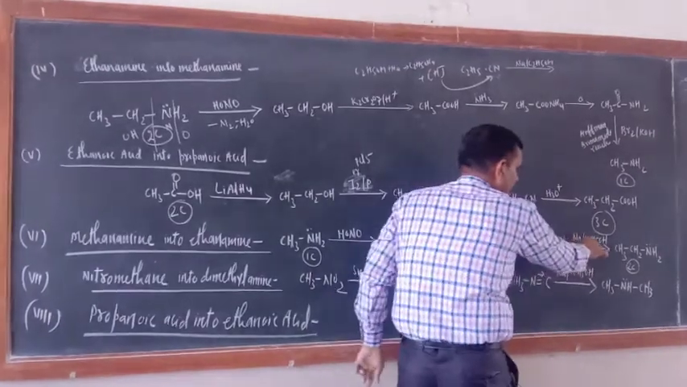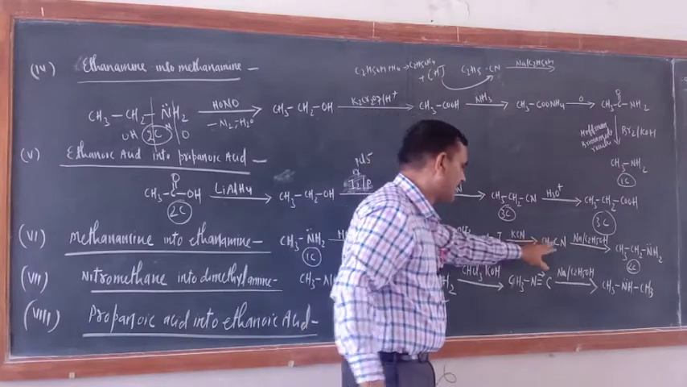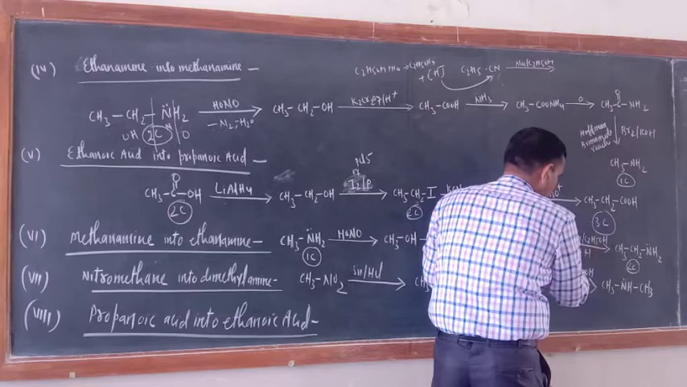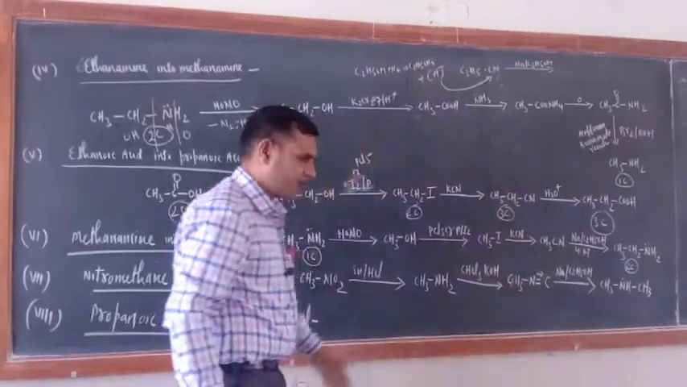When Na/C2H5OH is there, it is understood that nascent hydrogen will come. Now how many nascent hydrogen? 4H, 2H here, 2H here, so CH3, CH2, NH2. Now amine you have got.